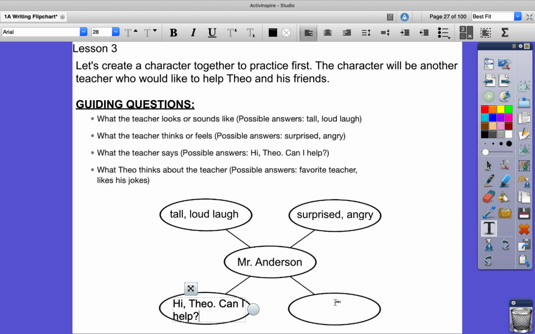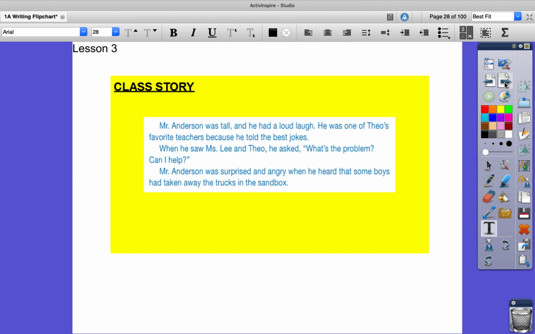Okay, and then finally, what Theo thinks about the teacher. So remember, we want Theo's point of view. So some possible answers is that Mr. Anderson could be his favorite teacher, and he likes his jokes. He's a funny teacher. Okay, so you see how I have put some information about my character, Mr. Anderson, in this graphic organizer. So now I'm going to use that information to write my story. Here is the example.